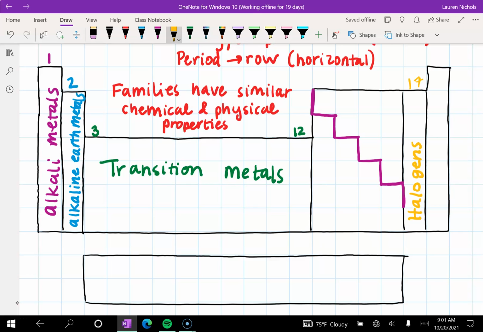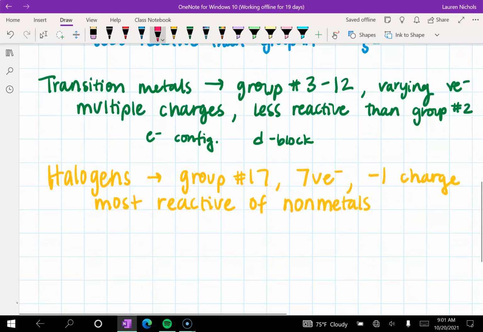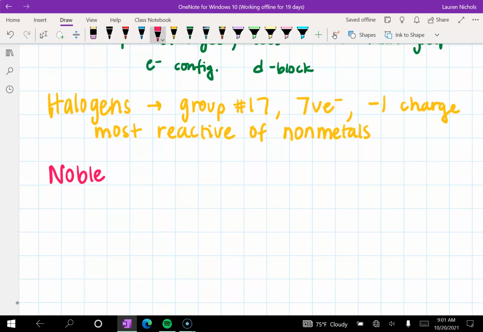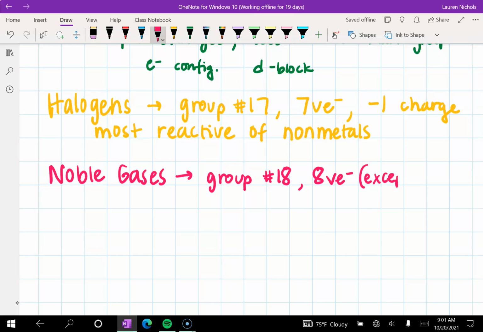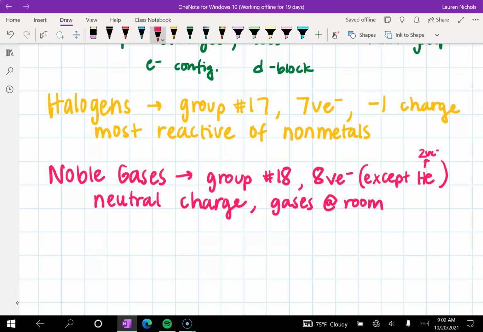Okay, and then our second to last group that we want to look at, let's use pink, are going to be our noble gases. Okay, now our noble gases are in column 18. Okay, so as we look at the noble gases, we know that they're in group number 18. They mostly have 8 valence electrons except helium. Okay, it only has 2 valence electrons. Okay, and it will always have a neutral charge. Okay, these are always gases at room temperature. That's why we call them the noble gases.